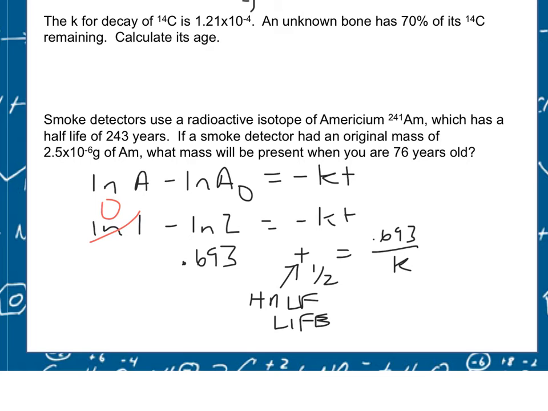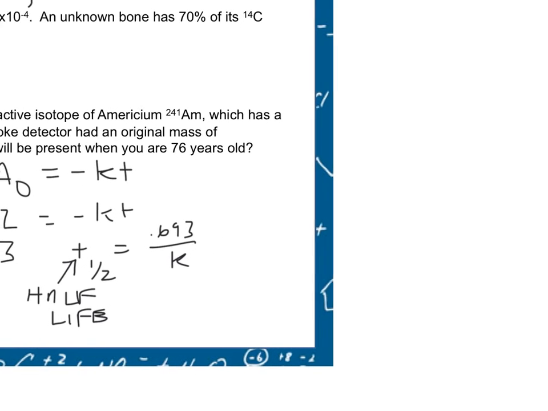So this problem gives us a half-life of americium, I forget exactly how to pronounce it, and it's 243 years. And I'm going to need to use this equation to turn that into K, so I can calculate the amount remaining at 76 years, which is not exactly evenly divisible by my half-life. So my first step is to use this to get a K, so I can plug that back in to this equation there.